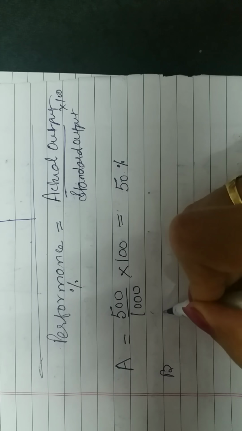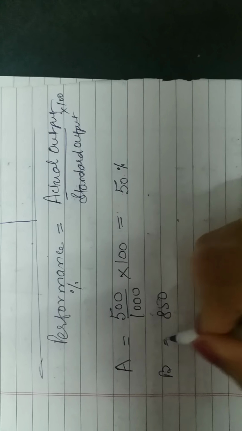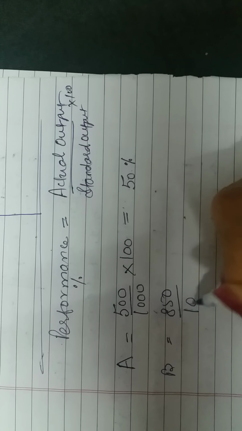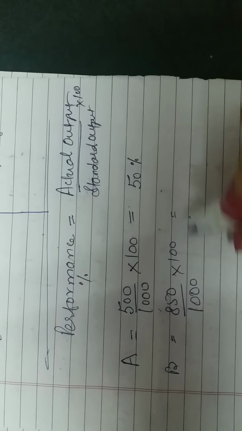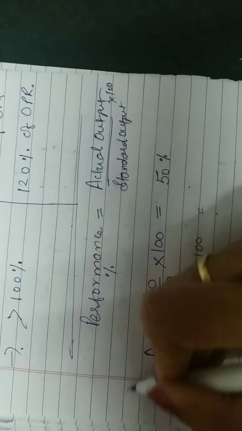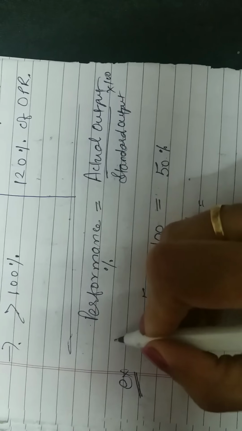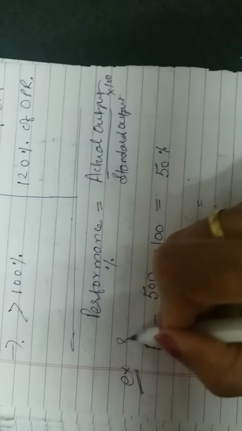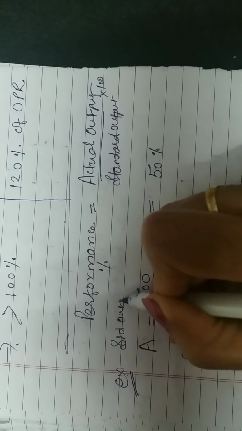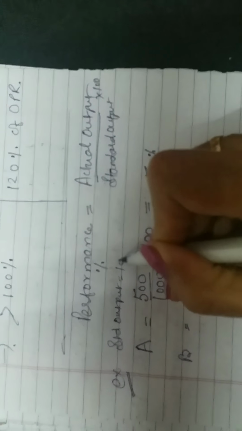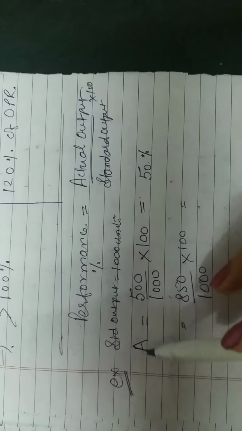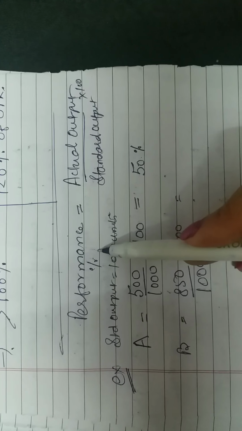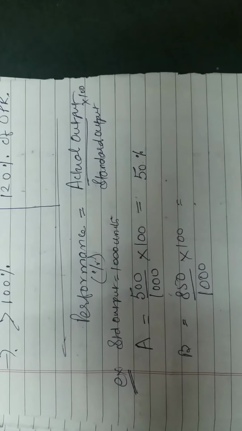Let us take the example of B: 850 units, standard 1000, into 100. This is an example I have assumed, where the standard output is 1000 units, and we are calculating the performance in terms of percentage of A, B, C, and D.